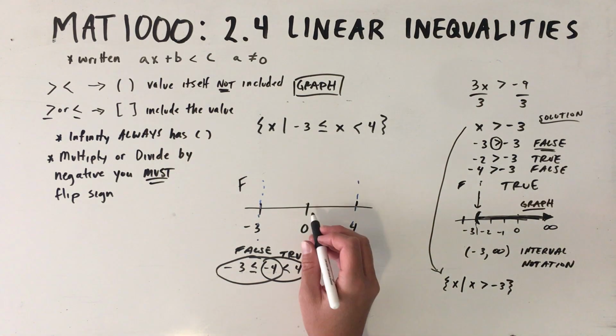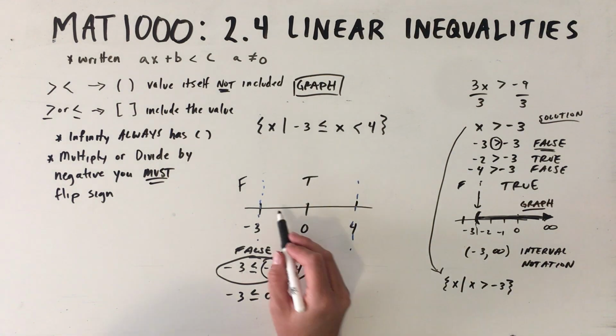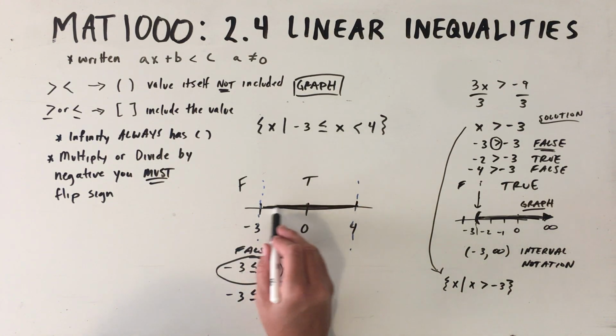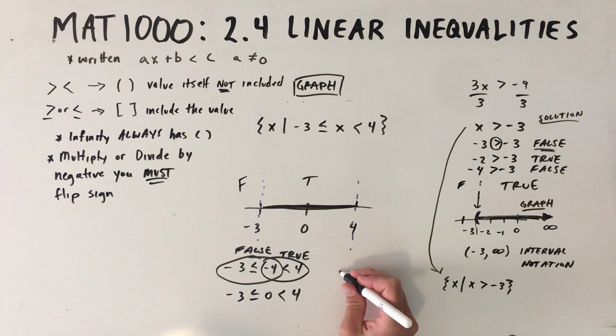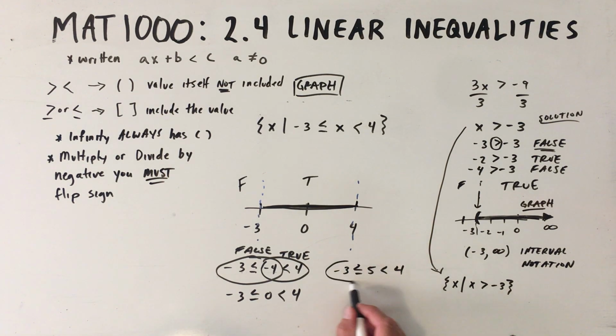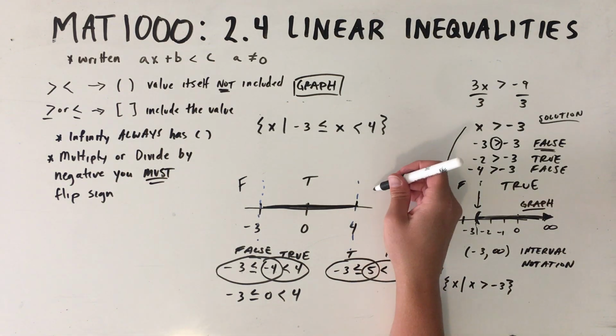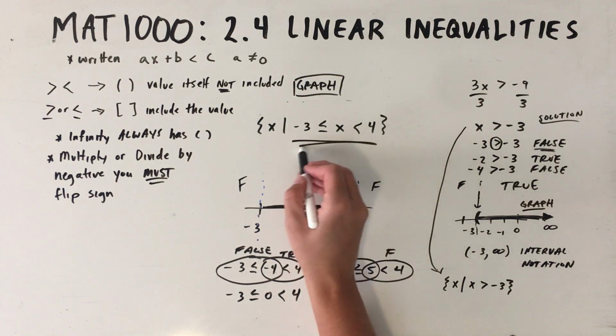Okay, if I plug in 0, negative 3 is less than or equal to 0, which is less than 4. So negative 3 is less than or equal to 0. That's true. And 0 is less than 4. That is also true. So this is all true right here. So between here and here, I know is true. Over here is false. Let's plug in 5. Negative 3 is less than or equal to 5, which is less than 4. So this part of the statement is true, but this part of the statement is false. So because part of it is false, then the whole statement is false, because this is a single statement.